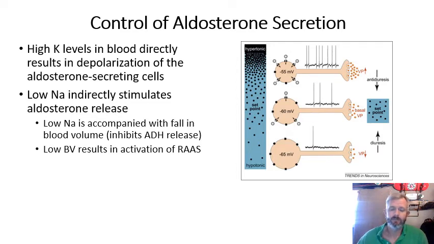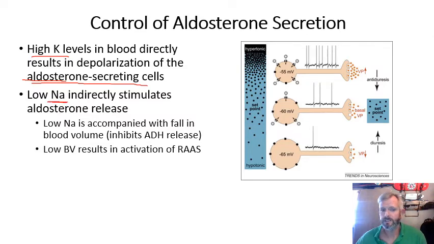And we've kind of already seen this mechanism of low sodium causing a release when we saw RAS, but let's first look at high K levels. High potassium levels in the blood directly cause depolarization of those aldosterone secreting cells. Right? That's a humoral effect. It's the levels of potassium in the blood that cause those cells just to secrete aldosterone.